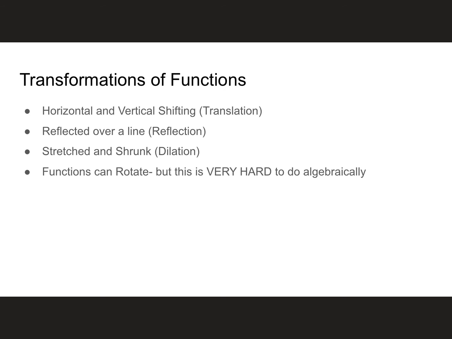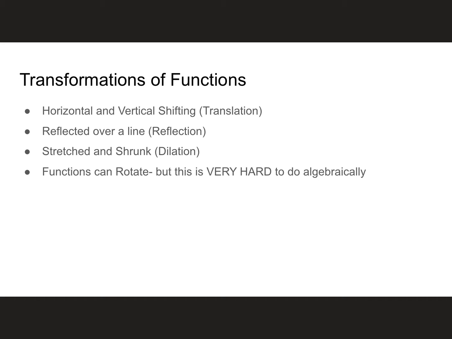So here's a list of all the transformations that you can perform to those parent functions we talked about last class. So you can do a horizontal and vertical shift. In geometry, you would have called this a translation. You can reflect over a line, and that's the same term in geometry. It would have been called a reflection.